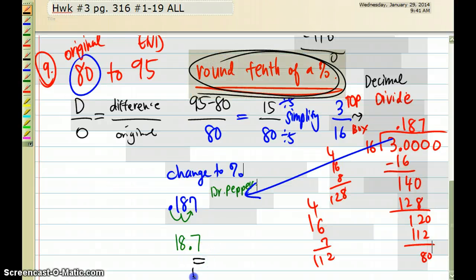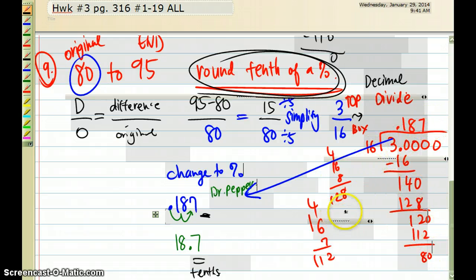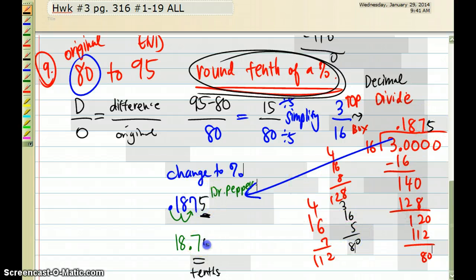Meaning the 7 is in the tenths. But I can't really round the 7. I don't know if I should keep it a 7 or round it up to an 8. So I actually need one more number here. So I'm going to go back to the dividing and I'm going to find one more number. I've got 80. I'm going to do 16 times 5, I think. Which is exactly a 5. So now I can round this number.